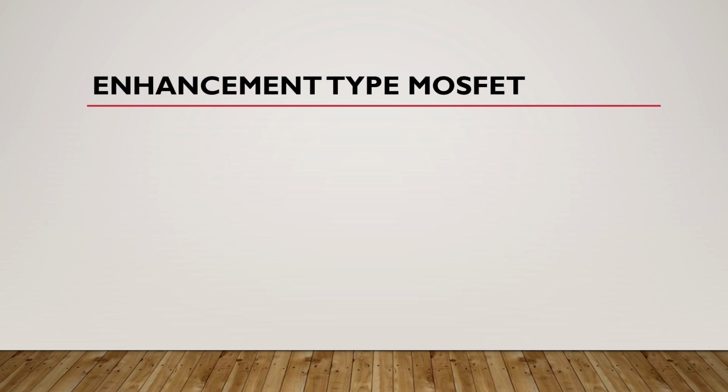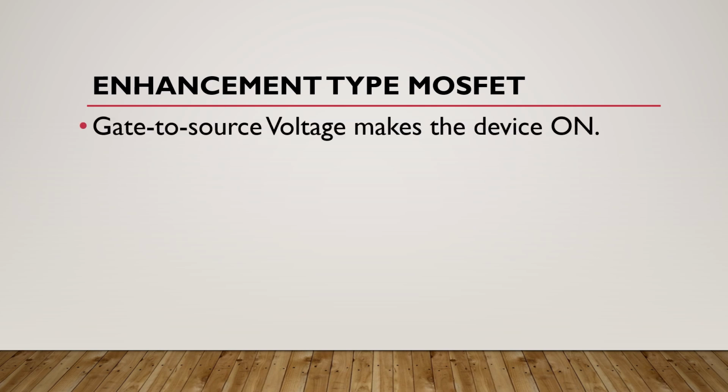Now we will talk about enhancement type MOSFET. The enhancement type MOSFET requires the gate to source voltage to switch the device on. The enhancement type MOSFET is equivalent to a normally open switch. Now we will look at the symbol for an N-channel E MOSFET. It is like this.